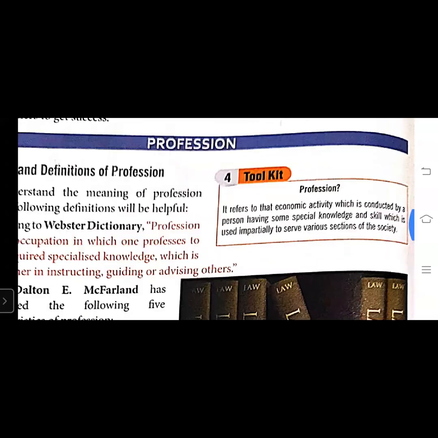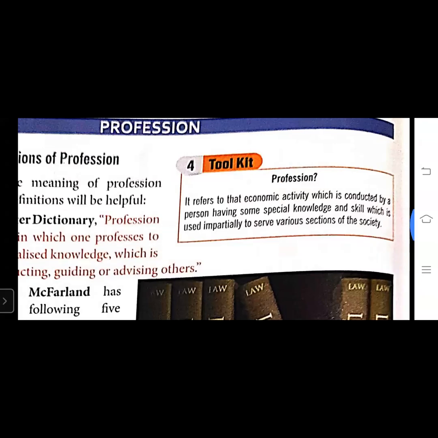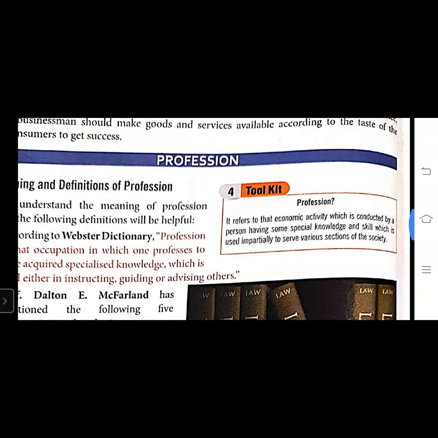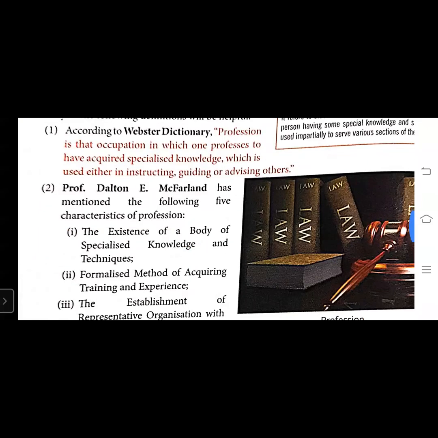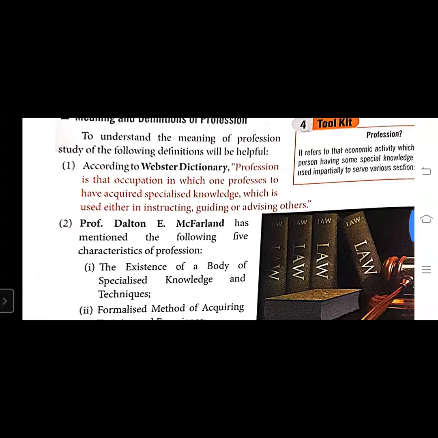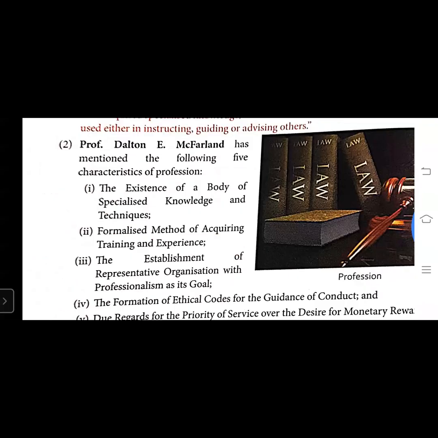It refers to that economic activity which is conducted by a person having some special knowledge and skill which is used impartially to serve various sections of the society, right? This is the meaning, and you can write any definition which I have given in your book. Then the main topic is the characteristics of profession.